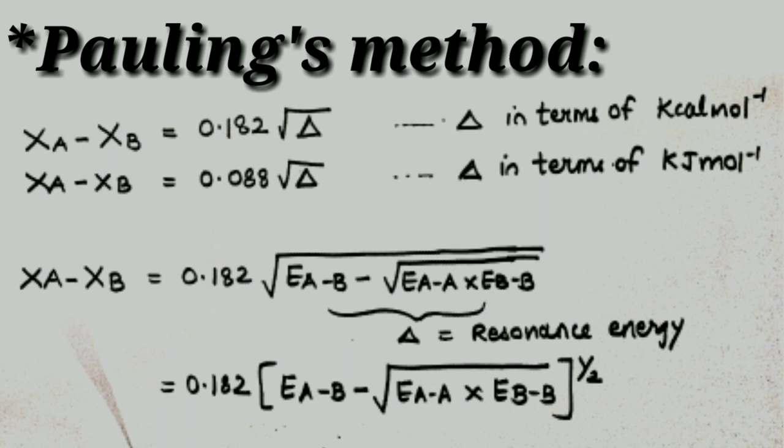So students, over here, delta is calculated by using the following formula. That is, bond dissociation energy of AB minus the square root of bond dissociation energy of A into bond dissociation energy of B. Now, let us see one numerical based on this formula.